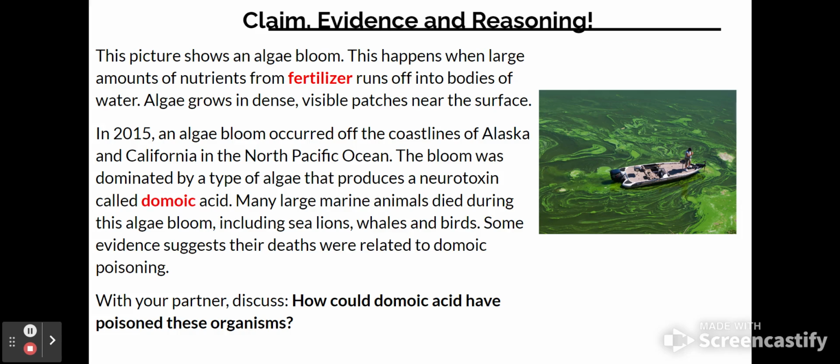And the bloom was dominated by a type of algae that produces a neurotoxin called domoic acid. Neurotoxins are like poisons that affect the brain. Many large marine animals died during this algae bloom, including sea lions, whales, and birds. Some evidence suggests that their deaths were related to this domoic poisoning. So how could domoic acid have poisoned these organisms?